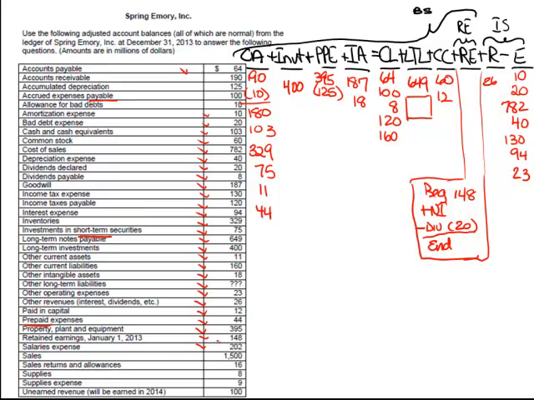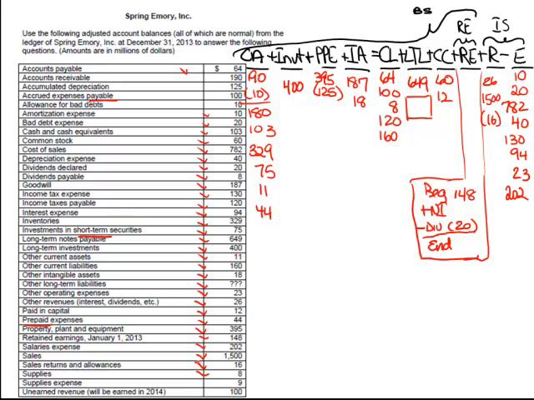Salaries expense is an expense of 202. Sales is a revenue account of 1,500. And sales returns and allowances are the sales that we made, but the customers returned the goods to us, and so they're sales returns or a contra revenue account.